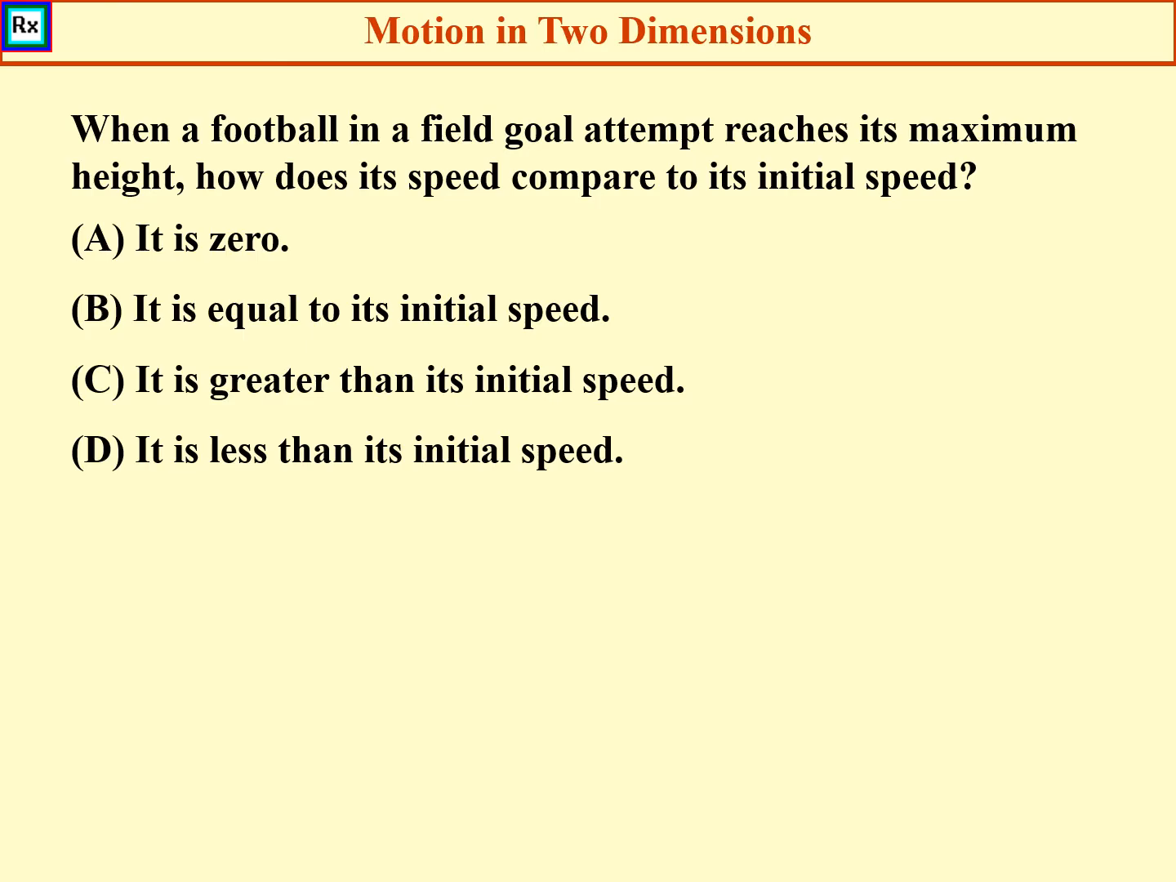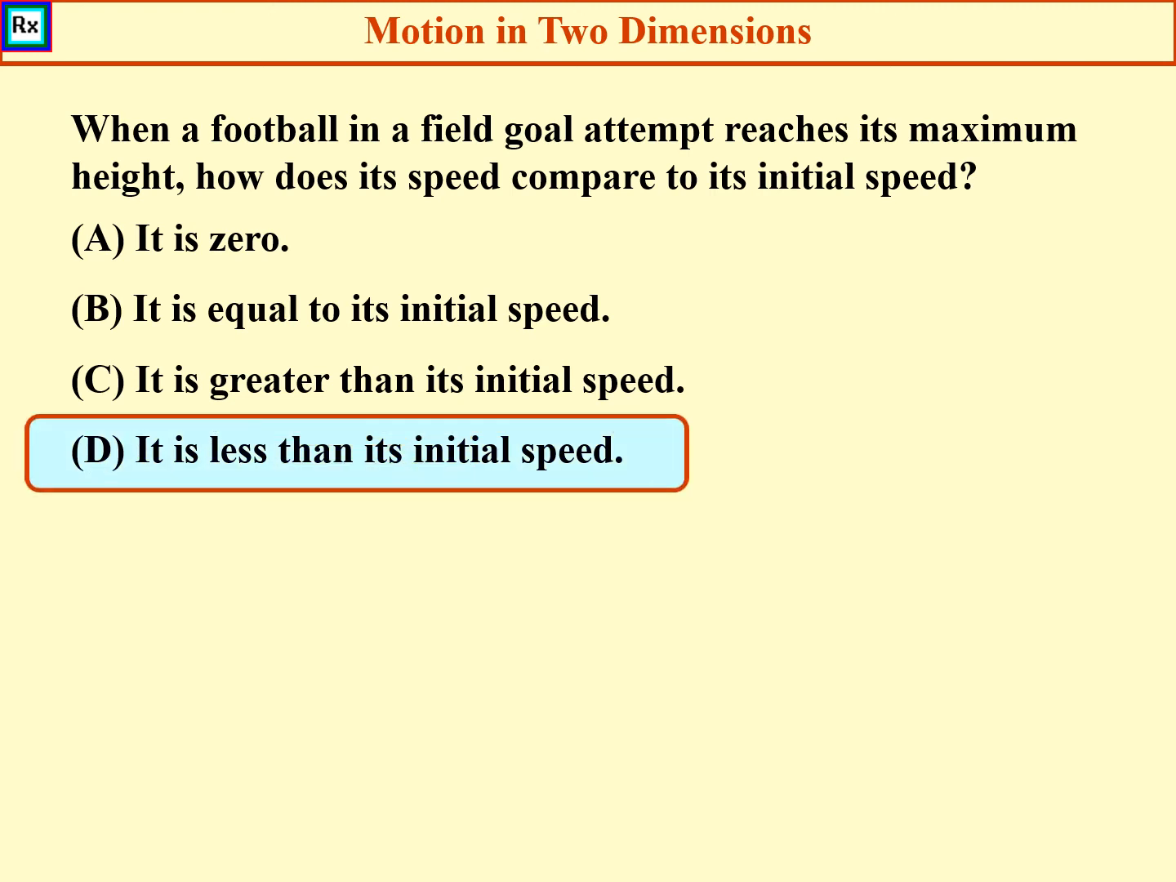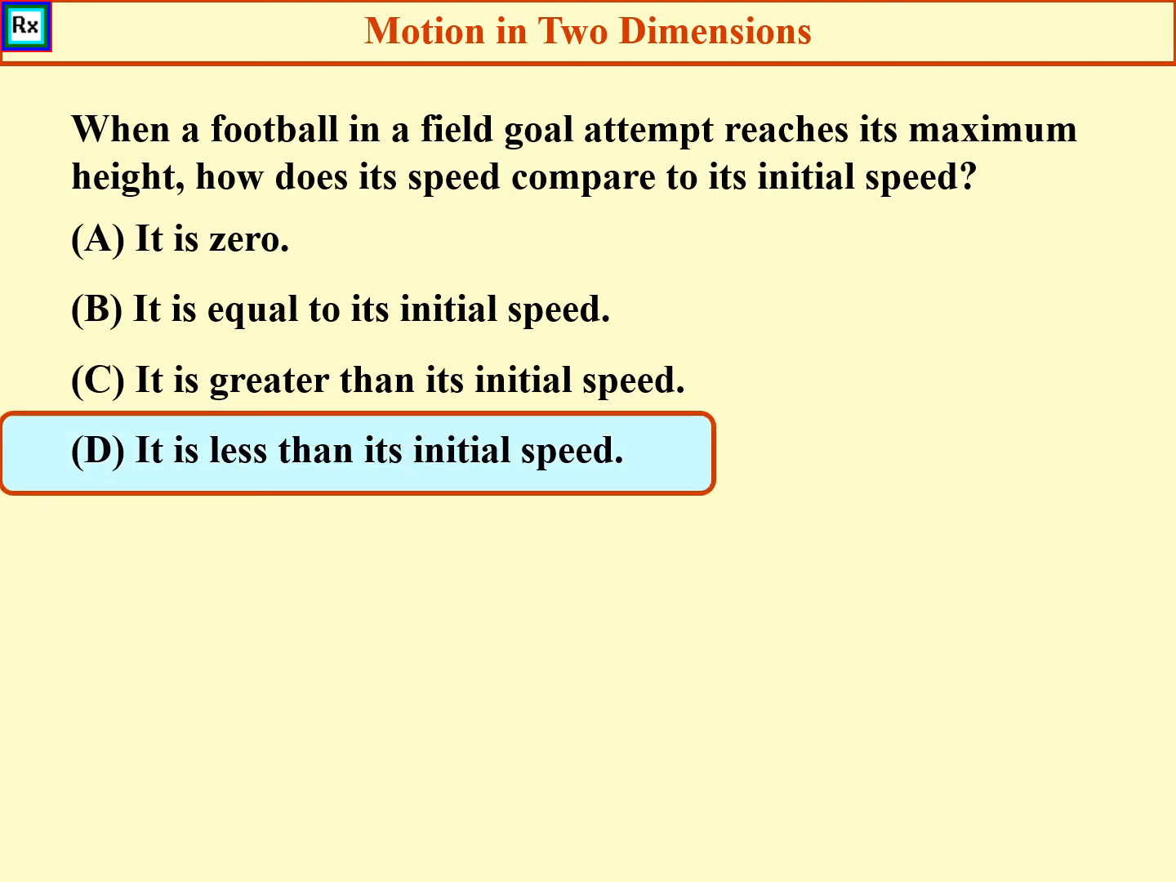This question says, when a football in a field goal attempt reaches its maximum height, how does its speed compare to its initial speed? All right, so remember that an object moving through the air, a projectile, has two components to its velocity: a horizontal and a vertical component. As it moves through the air, the vertical component decreases, but it still has its horizontal component. Since the vertical component decreases, the total speed is going to be decreasing as well. So the speed is going to be less than its initial speed. As it comes back down and reaches the same height at which it was kicked, it's going to have the same speed at that point.